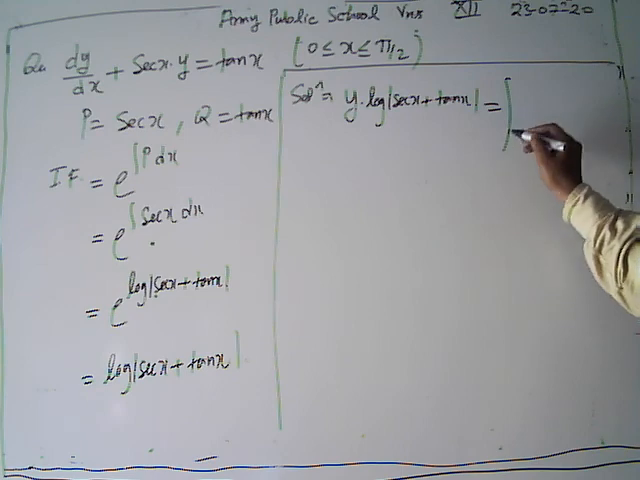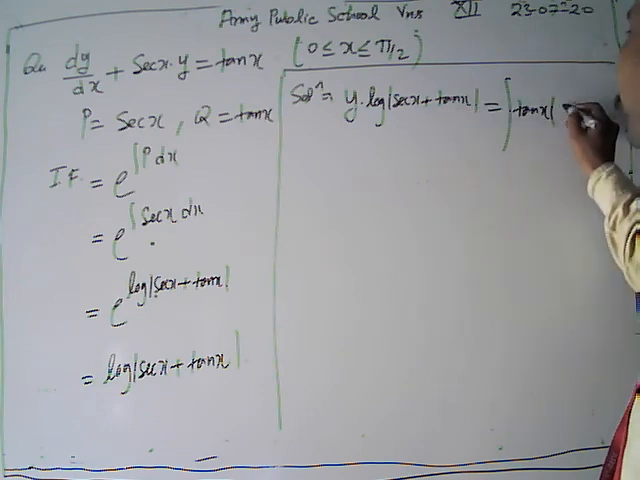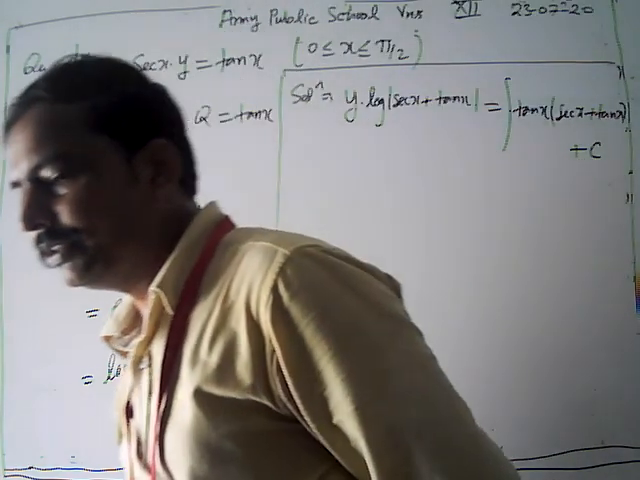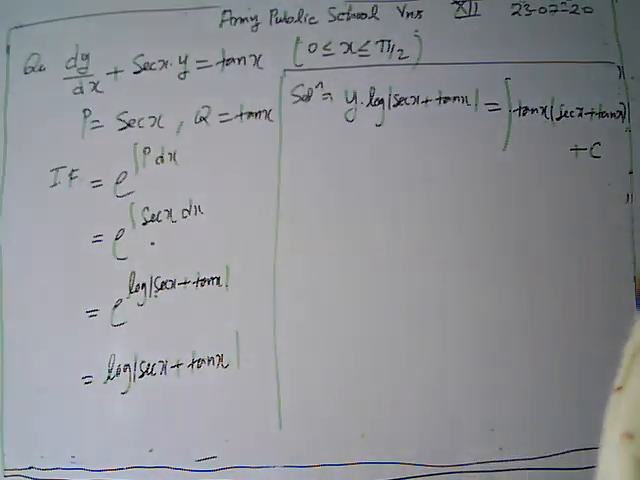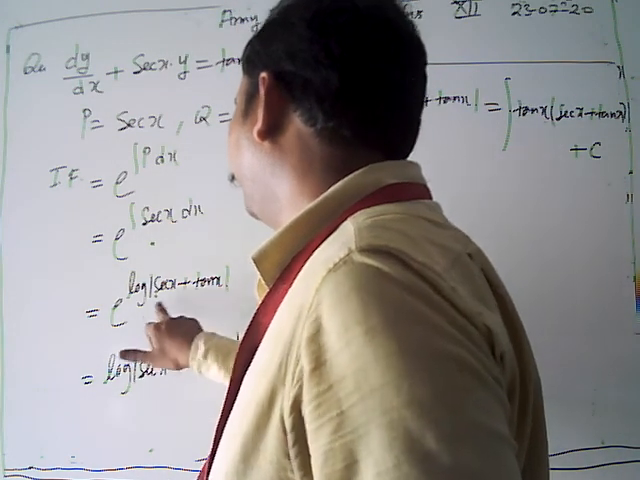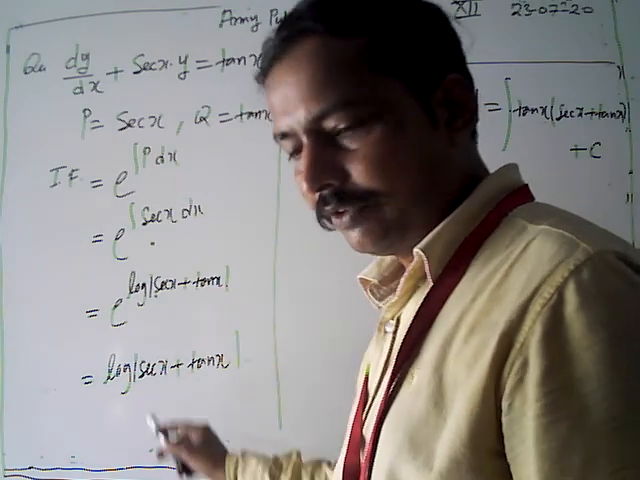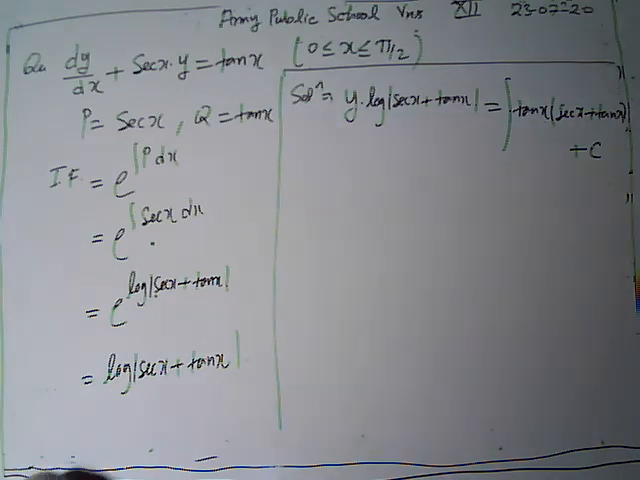is equal to integration of Q. What is our Q? 10x, into what we have, sec x plus tan x, plus c. Now after getting the solution, we are going to find its integration. It's multiplied with e to power log x, then we have only f(x). Now look, we have just our function. We can also take only the positive values there.